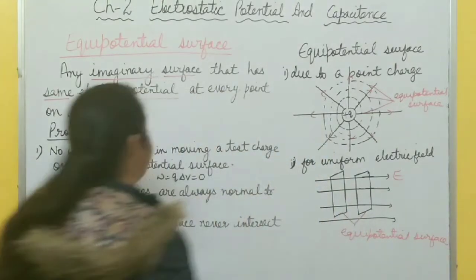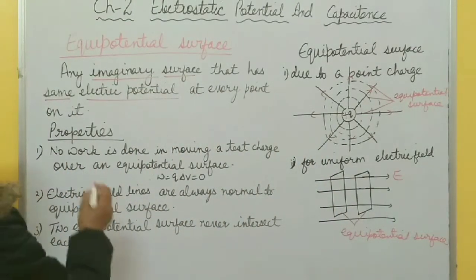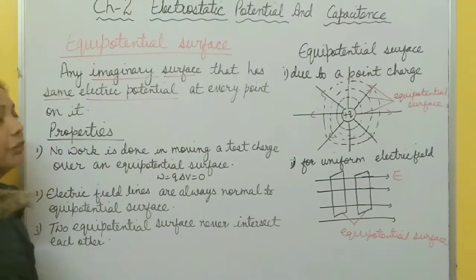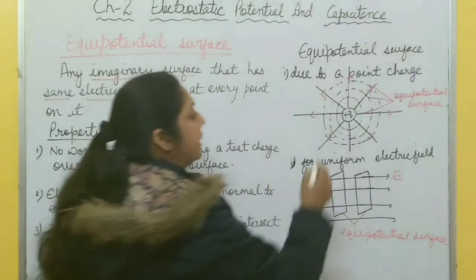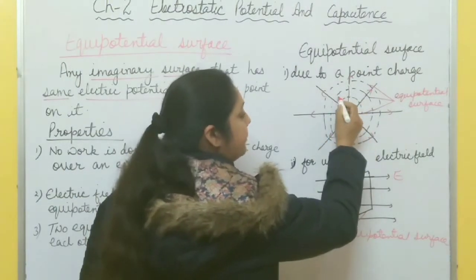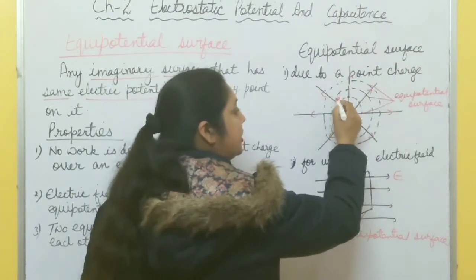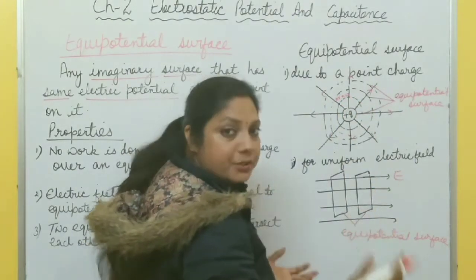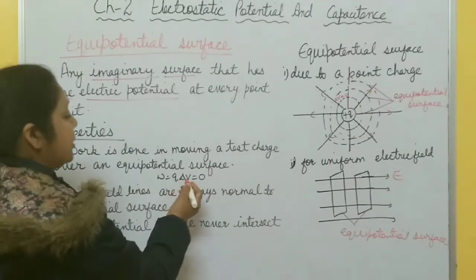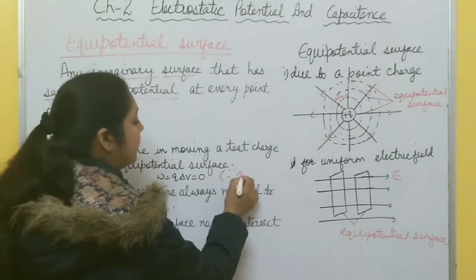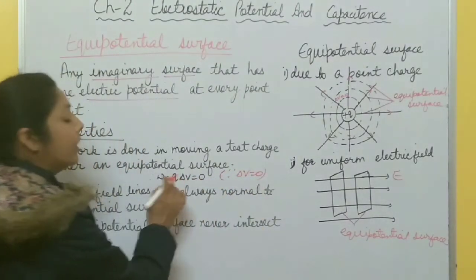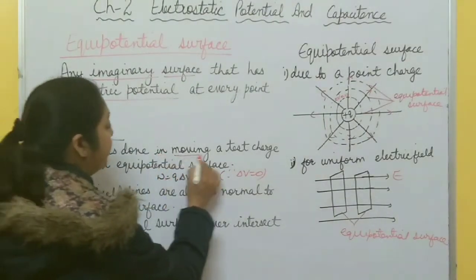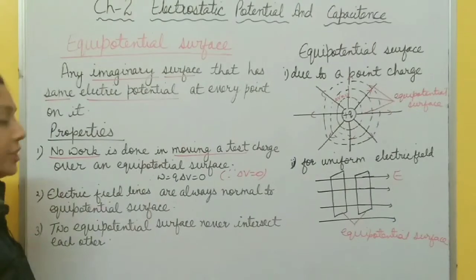There are different properties of this equipotential surface. No work is done on moving a test charge over an equipotential surface. At every point on this equipotential surface, potential is the same. So what is the change in potential? Between this point and this point, potential is the same, so change in potential is 0. And if the change in potential, delta V, is 0, it means work done is 0. So no work is done in moving a test charge over an equipotential surface.